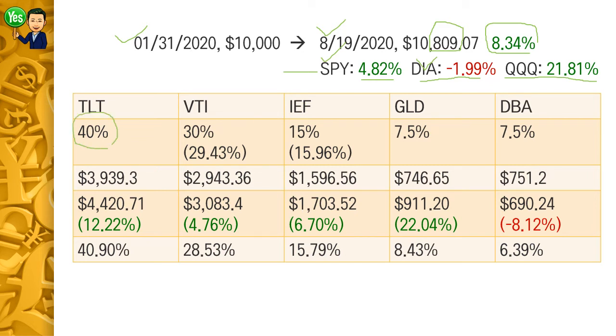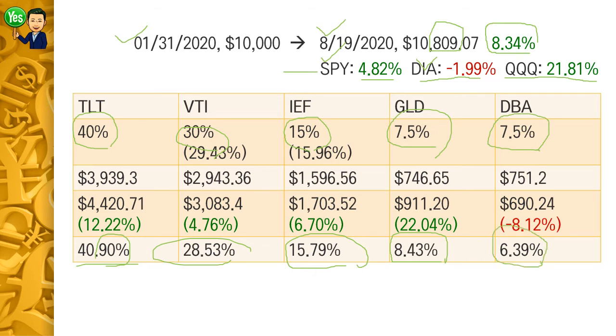The 40% TLT became a gain of about 0.9% more, and compared to that you can see the difference in percent here, because some are growing more, some are losing more, like here, the grain and meat ETF DBA lost minus 8%. Others gained more, especially this time, from January to August.